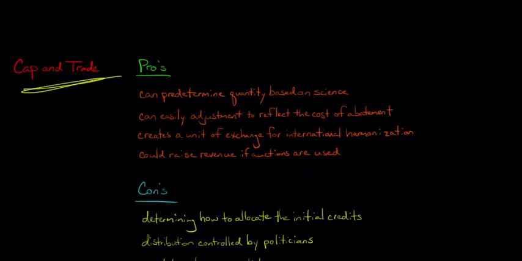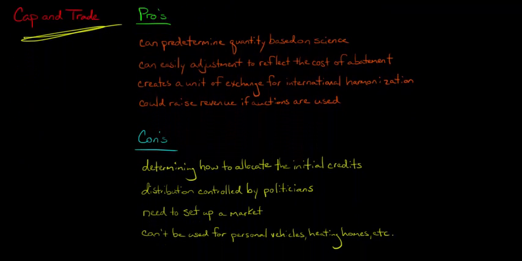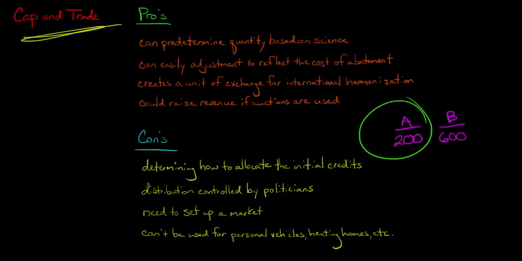But there are some drawbacks to cap and trade. One is that, assuming you don't use auctions to allocate the credits, you have the issue of how we determine the initial allocation of the credits. We might say firm A produced 200 million tons and firm B produced 600 million tons of pollution last year, so we'll give firm B more credits. But is that fair? What if firm B is producing a lot more pollution because they haven't invested in clean technology? And maybe firm A is producing less carbon because they've been investing in clean technology.